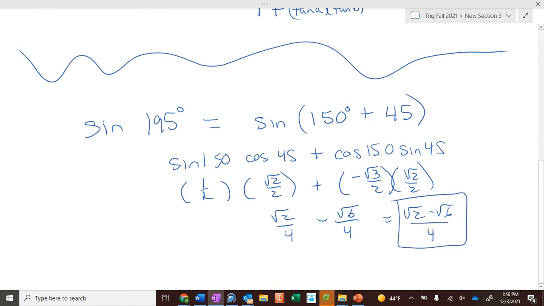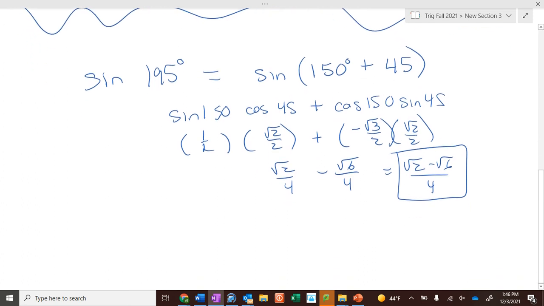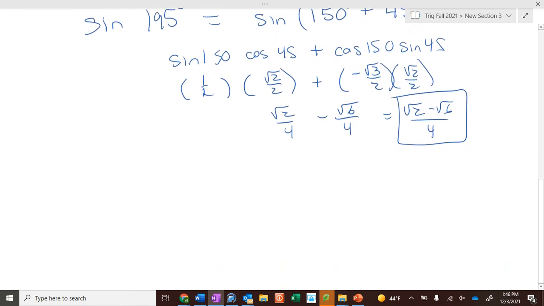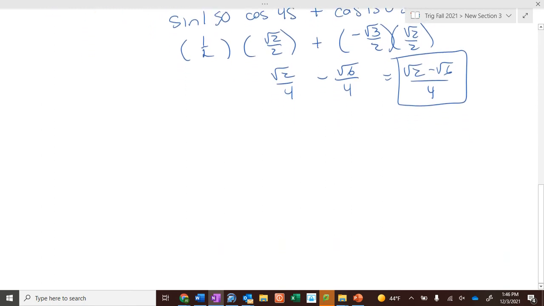Are we good with that? Same as cosine, right? You're just following a slightly different formula. Okay? So, do I need to do one with like a 5 pi over 12, or are you good with that? Good? All right. Tangent's different.